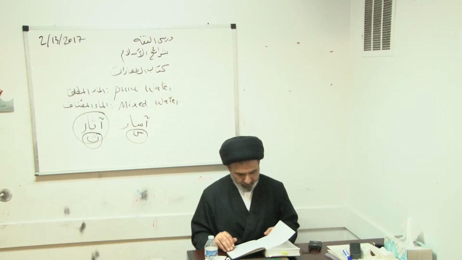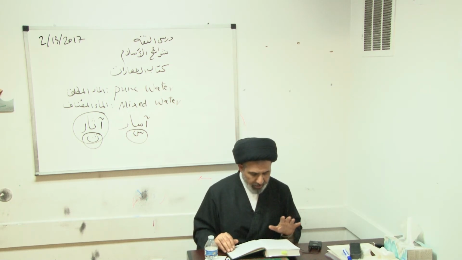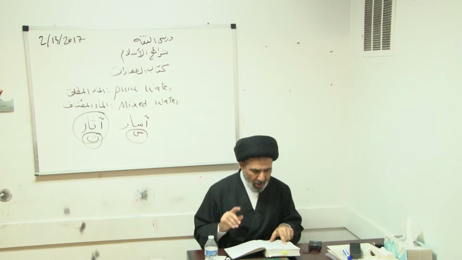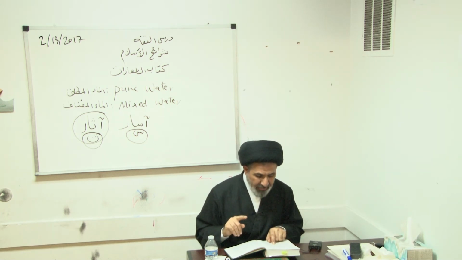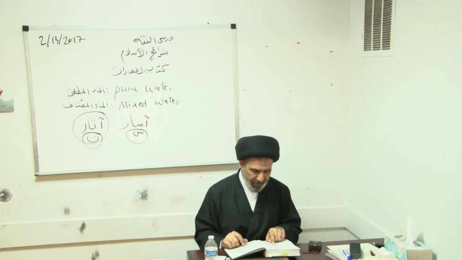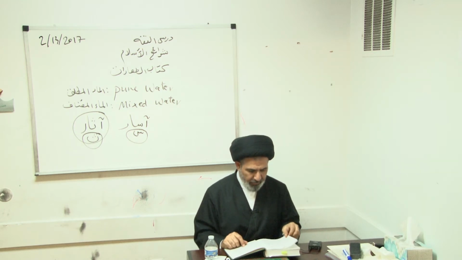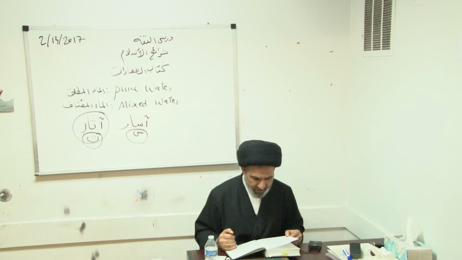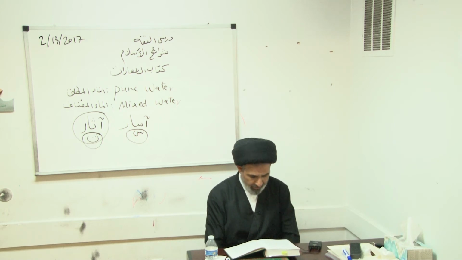Certain things, I counted seven. What was it? No. Urine, excrement, wind. Okay, then complete sleep, and then losing consciousness. كل ما أزال العقل. And then he gives you examples here. This is number five: fainting, insanity, and intoxication. And number six, istihada, minor istihada.